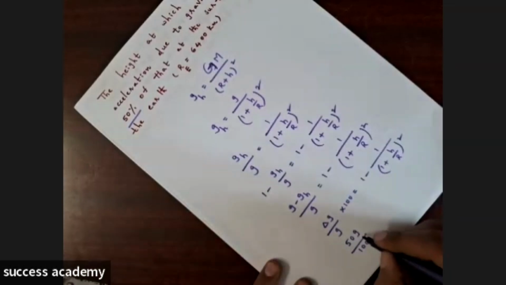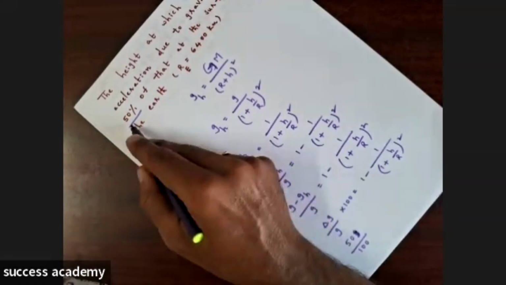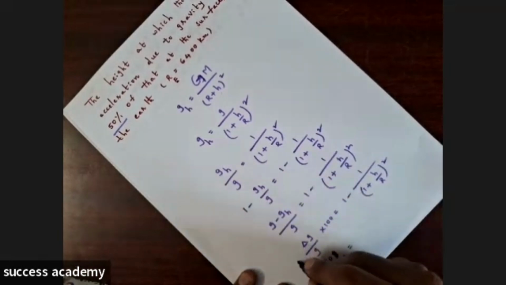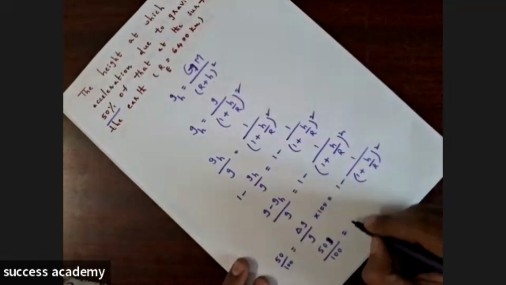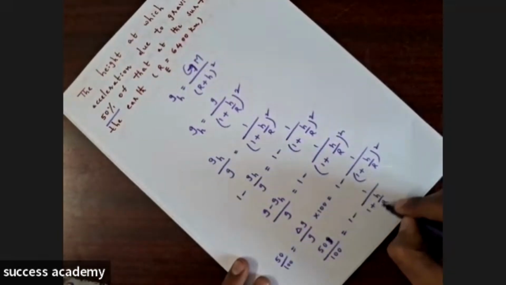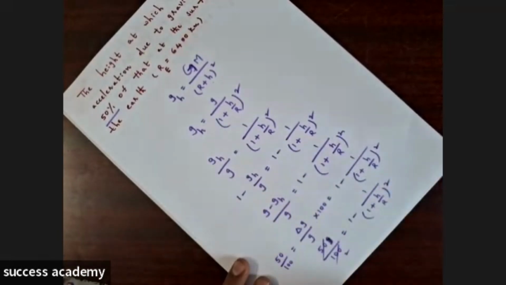Delta g by g into 100, the value is given. What's the value of that? 50%, 50 by 100. The total value is given, percentage change 50%. So I consider 50 by 100 is equal to 1 minus 1 by (1 plus h by R) whole square.